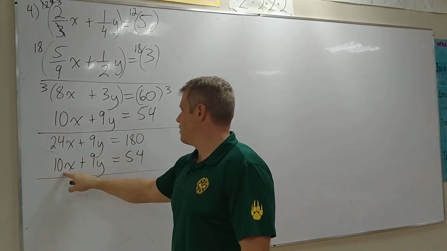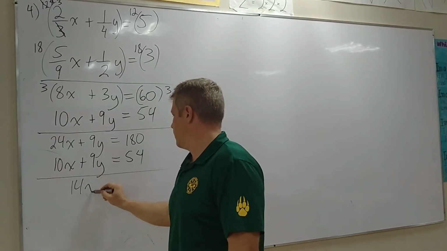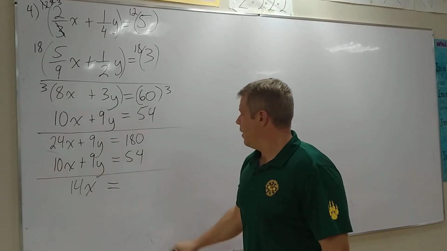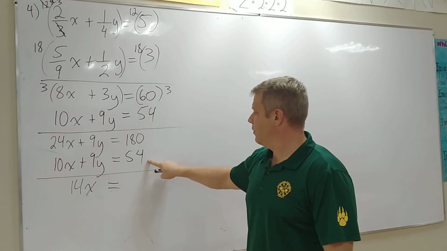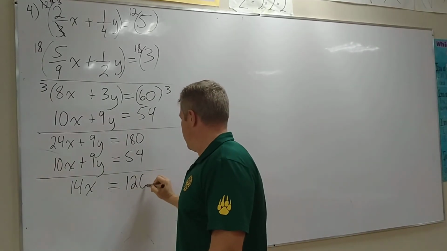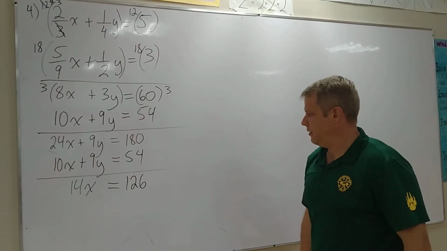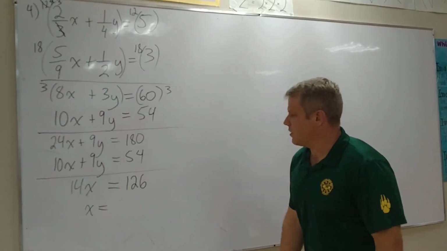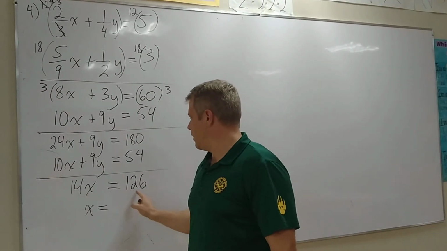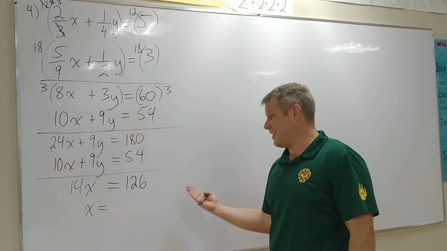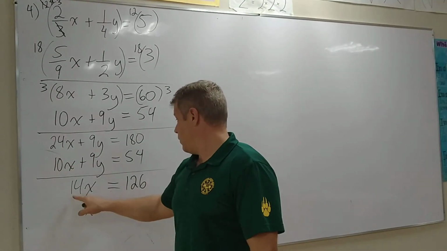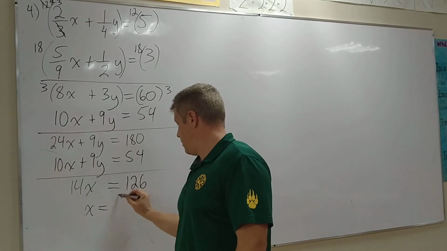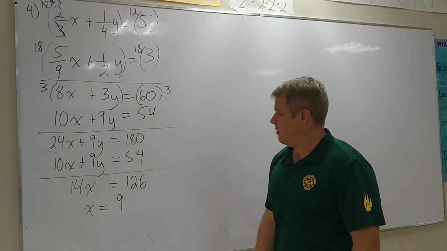So 24x minus 10x is going to leave us with 14x. And 9y minus 9y is 0. 180 minus 54 is 126. Okay? So if we divide by 14, let's think about that. Mental math. How many times does 14 go into 126? It's going to be less than 10. So how about 9? 90 and 36. So it is 9. So x is 9.